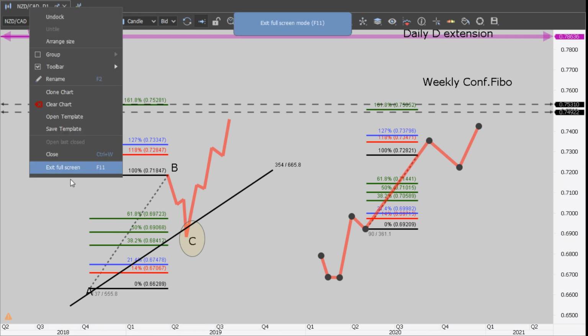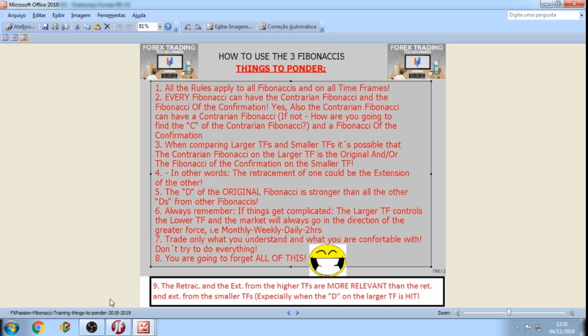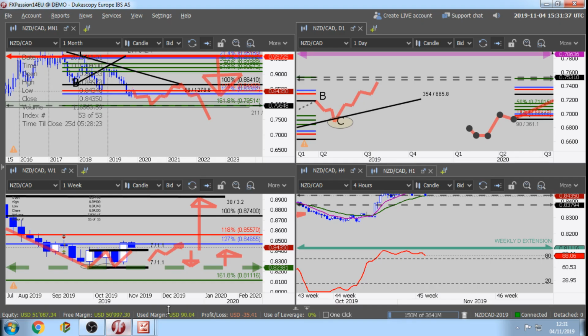Okay, next, let's see what's next. So, how to use the 3 Fibonacci, things to ponder. All the rules apply to all Fibonaccis and on all time frames. We talked about the stop loss already. Every Fibonacci can have the contrarian Fibonacci and the Fibonacci of the confirmation. But what about risk to reward? What do you think now? It's 1 to 1 enough? It's enough for you, 1 to 1, or it's not enough?